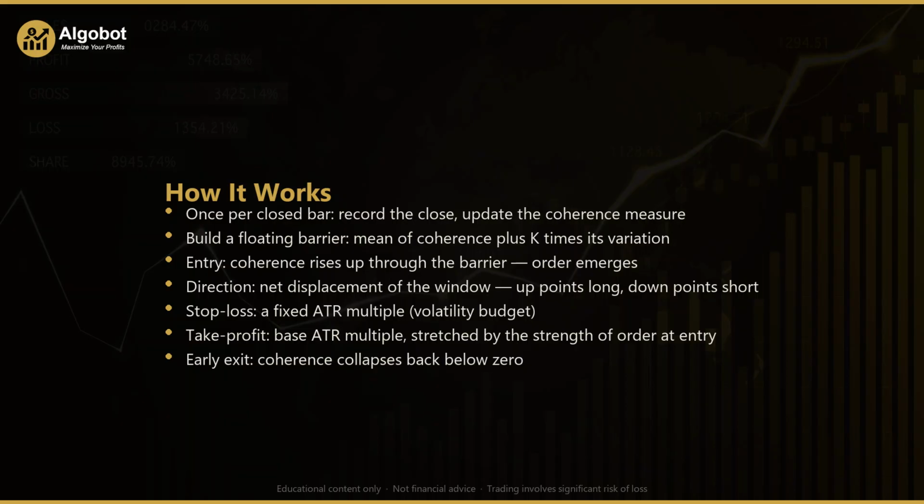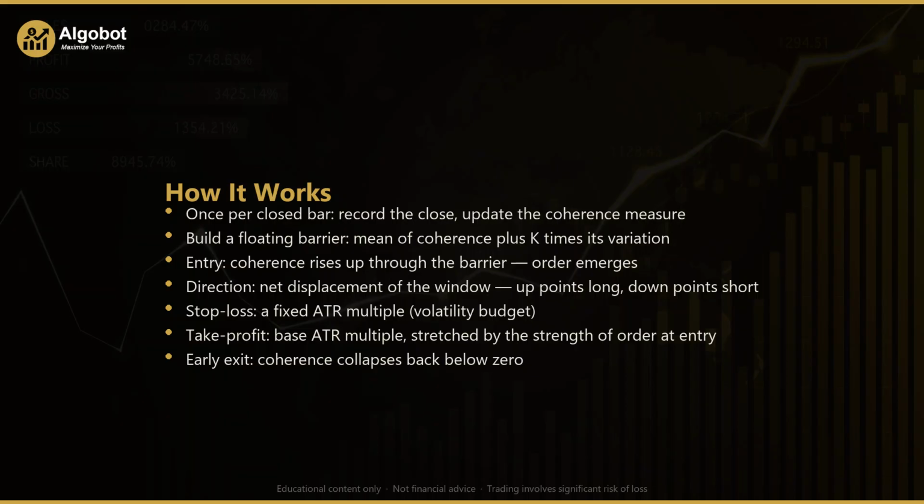Fourth is risk. The stop-loss distance is a fixed multiple of the average true range, a raw volatility budget, set at 1.6 times the ATR by default. The profit target is more interesting. It starts from a base multiple of ATR, 2.4 by default, and then stretches according to how strong the order was at entry. Strongly ordered moves are given more room to run, while weaker ones are kept tighter.